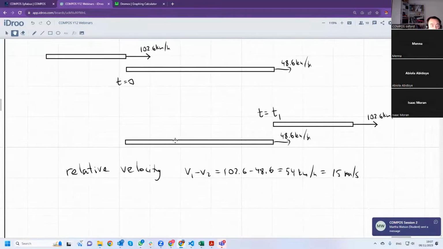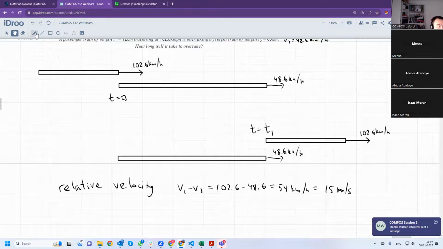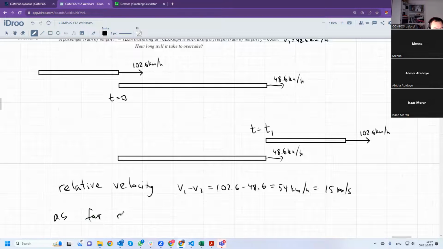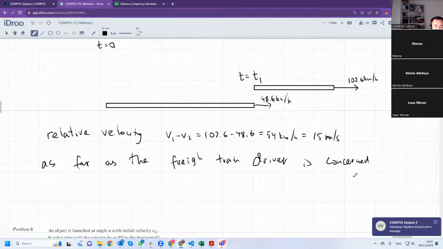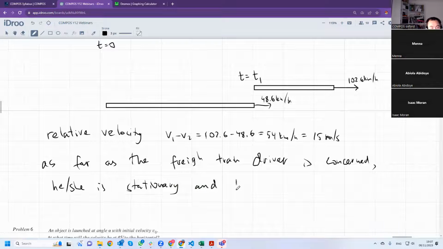So for an observer in the freight train, as far as the freight train driver is concerned, he or she is stationary, right, and the passenger train is traveling at 15 meters per second.